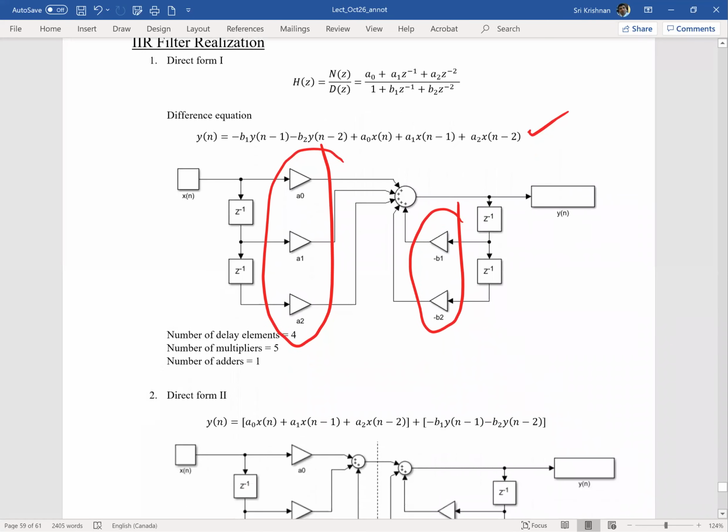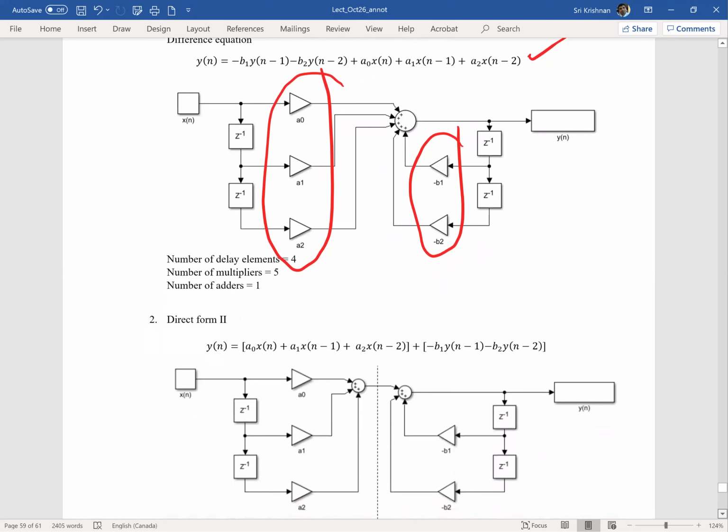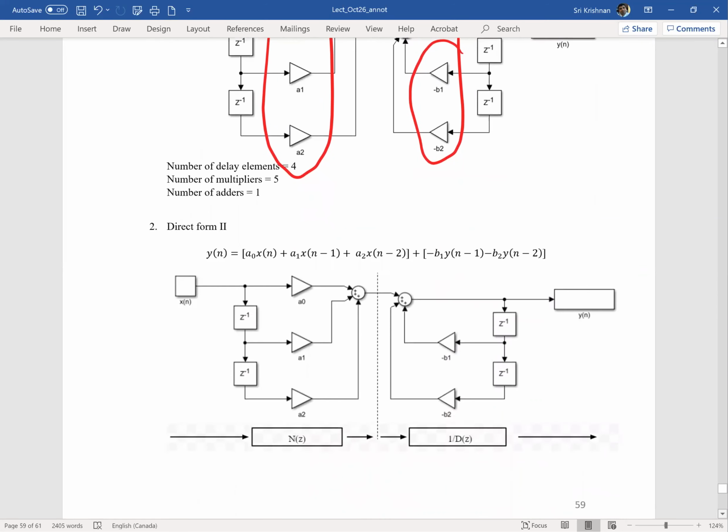That next representation is essentially a similar thing, but what we have done is that we have added another adder. So this initial adder is just split into 2 adders just for representation convenience. And we could easily see this part of the filter corresponds to the numerator, this part of the filter corresponds to the denominator. Okay, so that's a simple change of the earlier configuration.